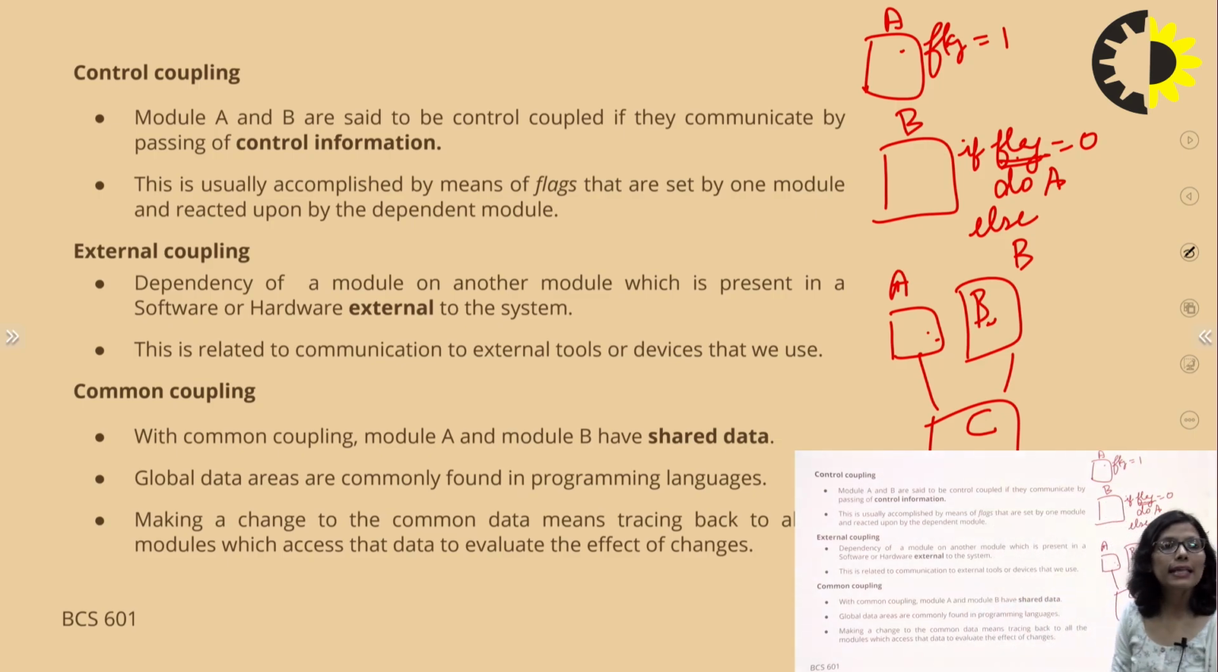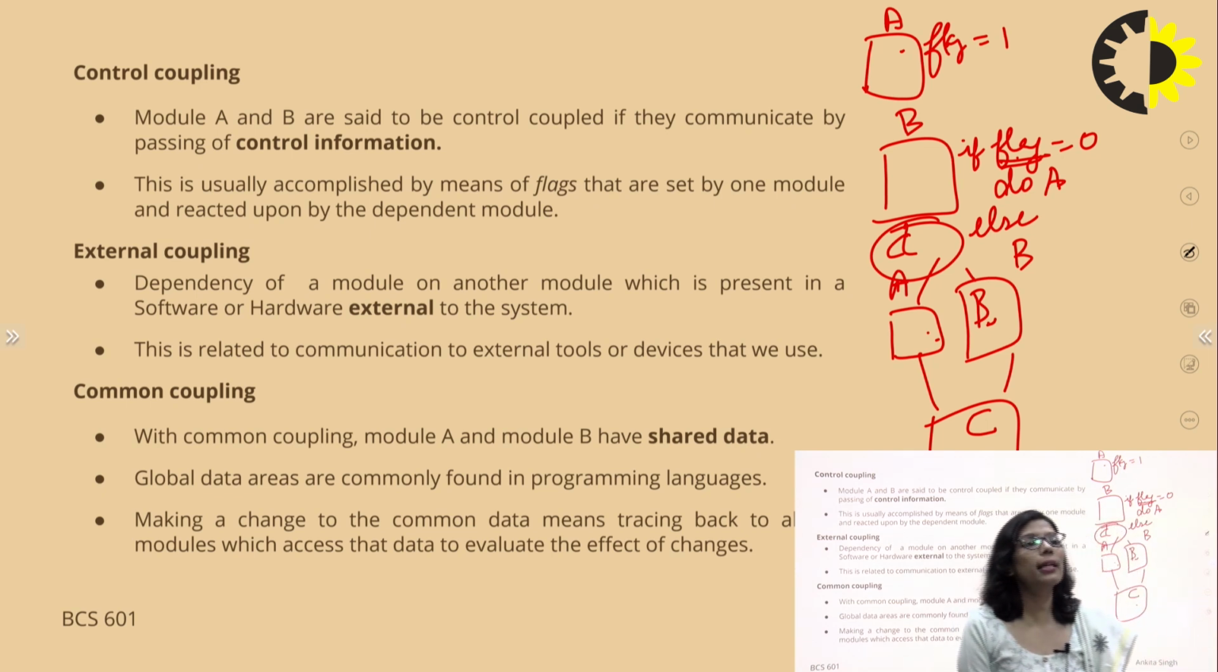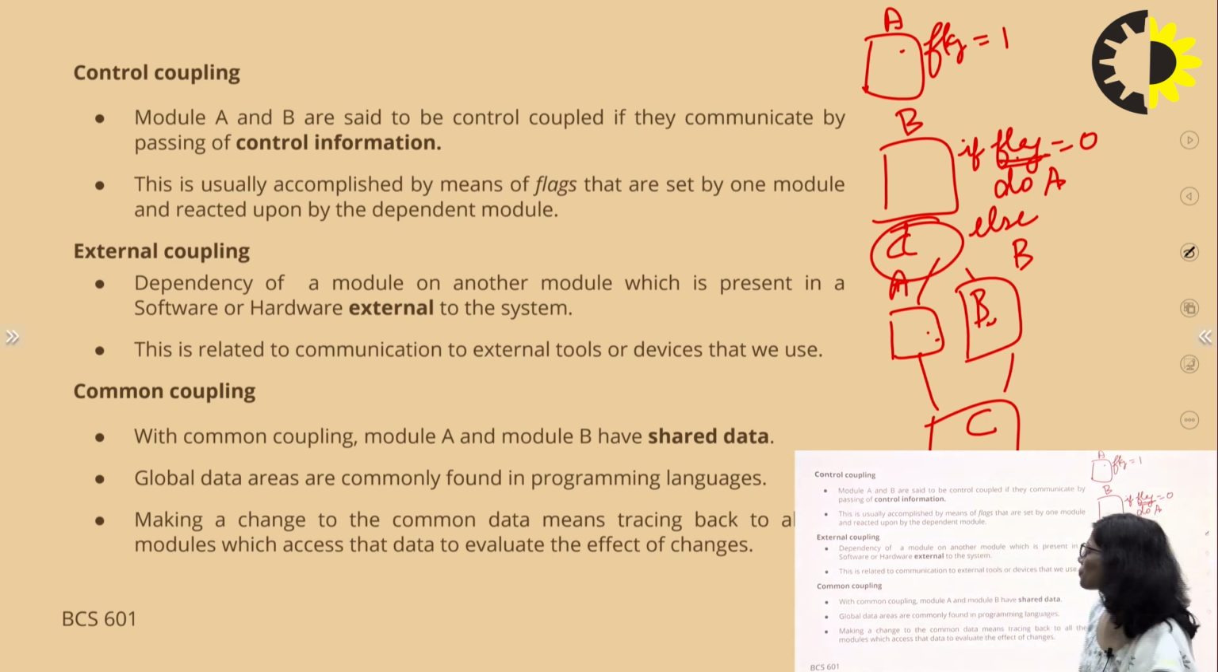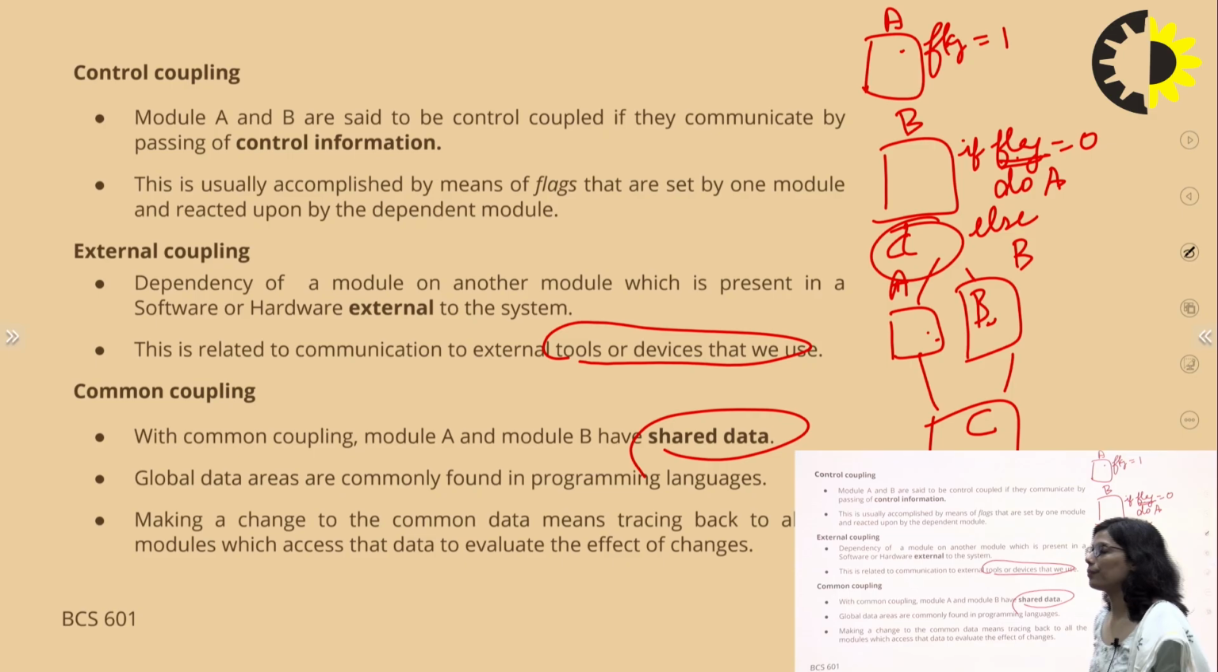Common coupling says if A and B modules share common data. So, if these two modules are sharing a variable, a global variable, you can say C or D, this global variable is being shared by these two modules. So, we can say it is common coupling, right? External coupling says we are using external tools or devices, whereas common coupling will say shared data.